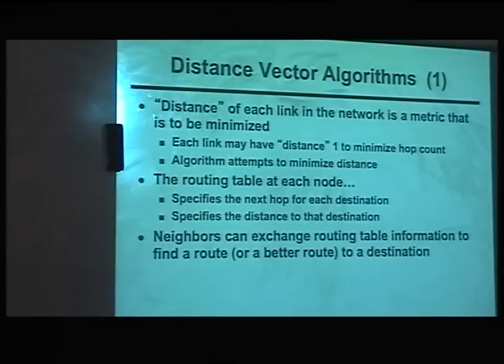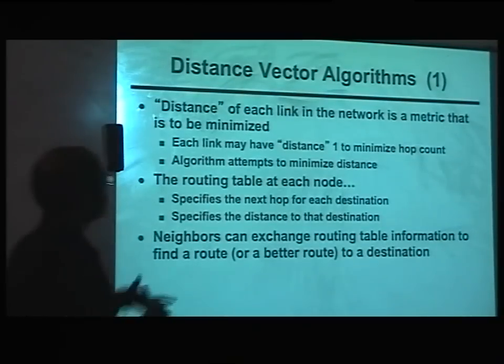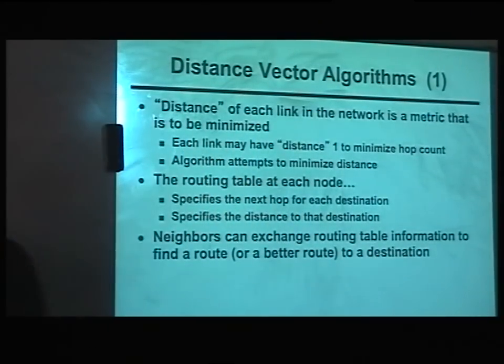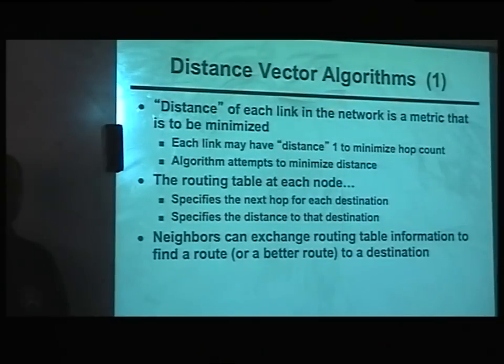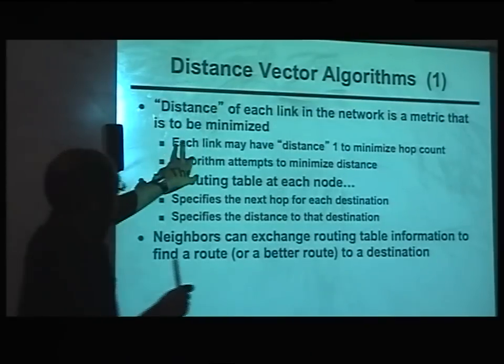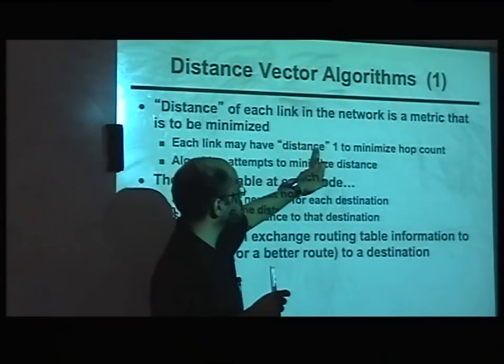So the distance of each link in the network has to be minimized. So it's an optimization problem. Take this problem of network routing and put it into a mathematical optimization problem. We want to minimize the distance of the route for the network. Each link we say has a distance of 1.